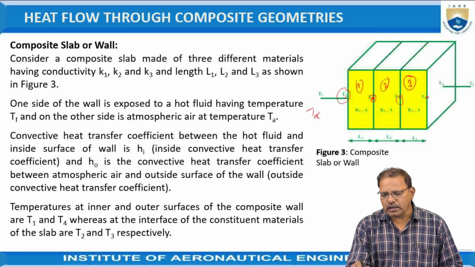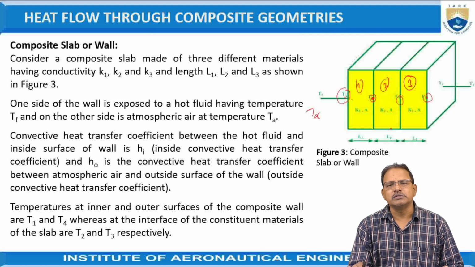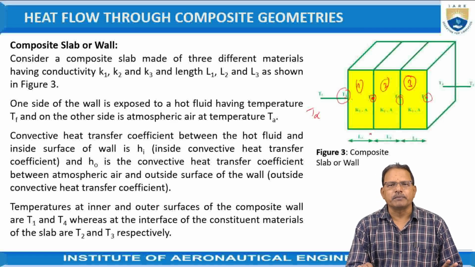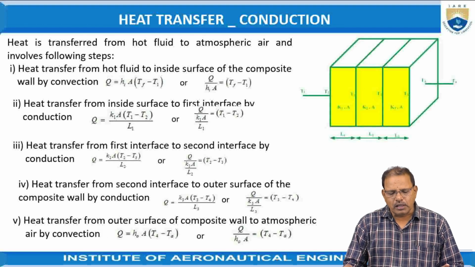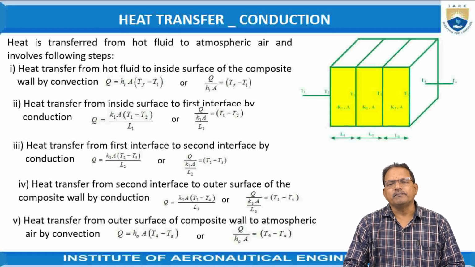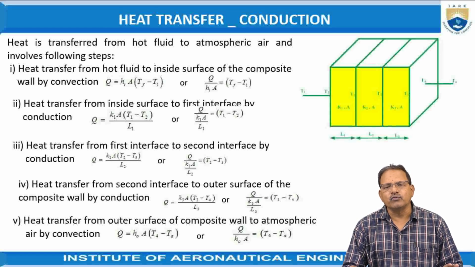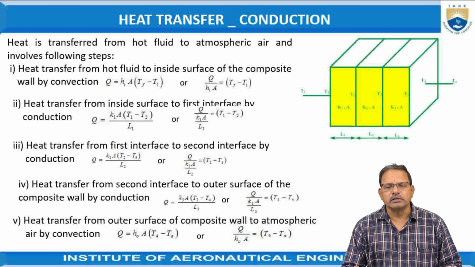From T3 to T4, again the conduction process. That means in these problems, from T1 to T2, T2 to T3, T3 to T4, the heat energy is flowing within the different blocks of the composite wall by the conduction process only. From T4 to TA, the convection process takes place. Since it is steady state conditions, the amount of heat energy flowing in each section per unit time remains constant.